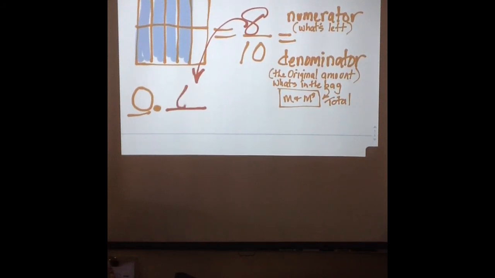So now what are we going to do to make it into a decimal? We put the 8 right here. Why can we put it there? Because the first place to the right of the decimal is always 10 pieces. It's always cut up into 10 pieces. Does that make sense? Yes.